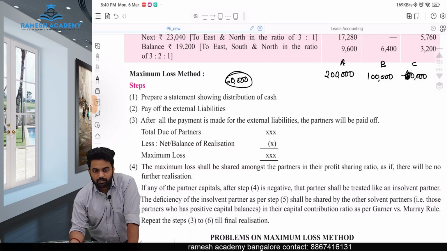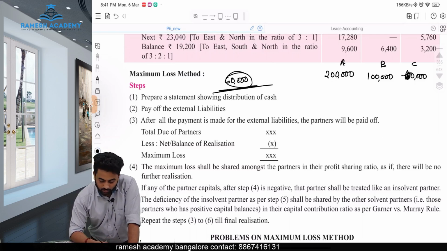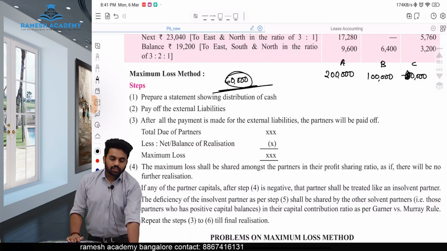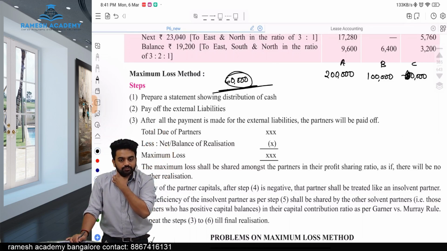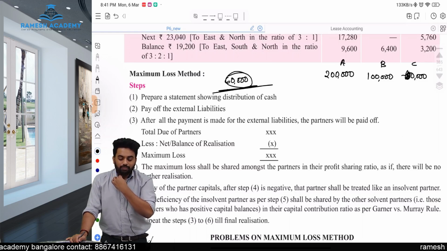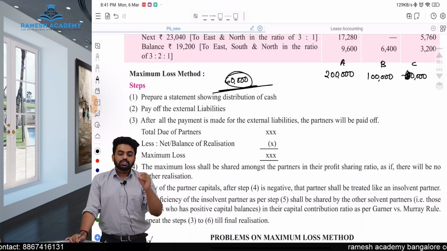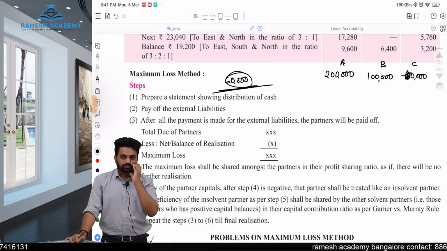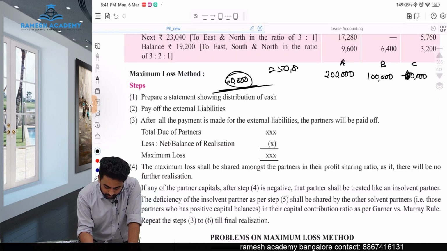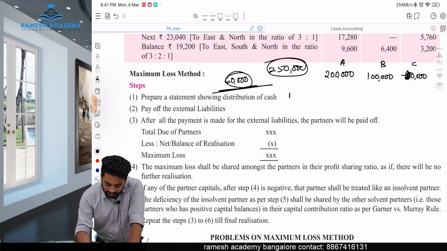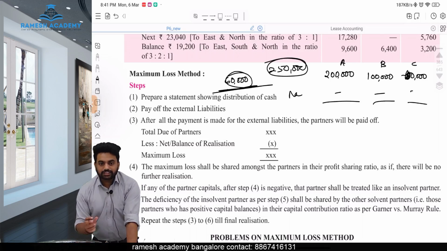So how much is payable? Payable is 3,10,000. We received 60,000 rupees. Now what we assume is this is all we can recover, and now we will calculate the maximum loss. How much would be the maximum loss? Out of 3,10,000, 60,000 is recovered, which means 250,000 is the maximum loss. We are going to allocate 250,000 as the maximum loss to all the partners in their profit sharing ratio, and later we will find out how much is surplus or deficit.